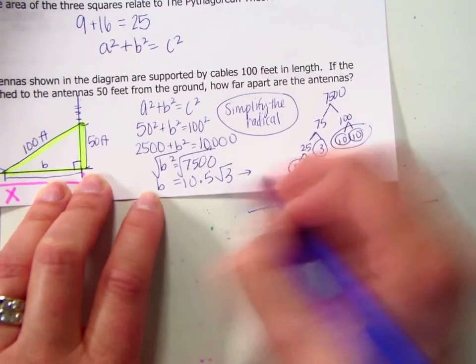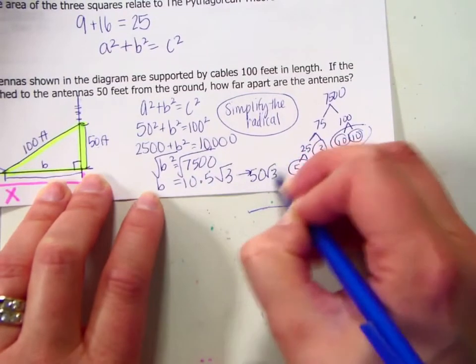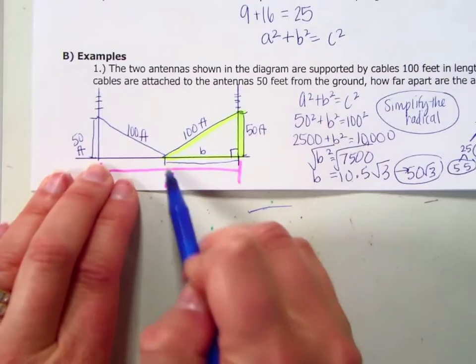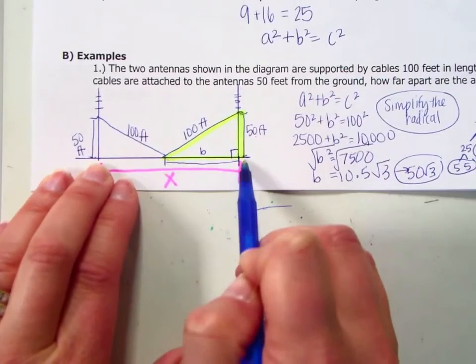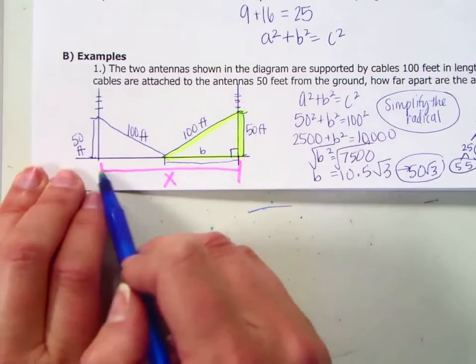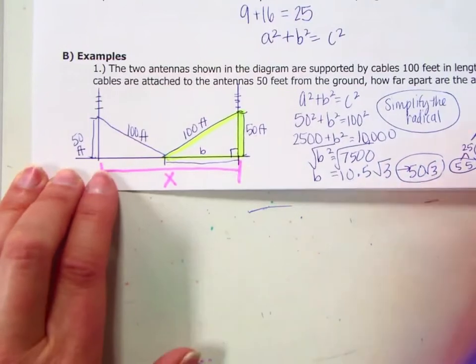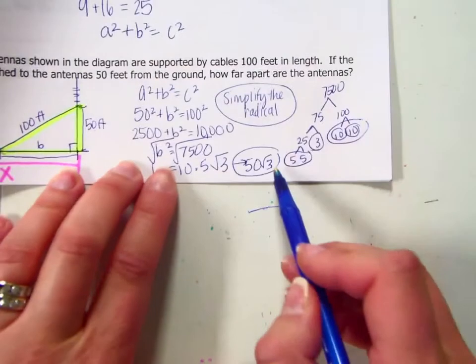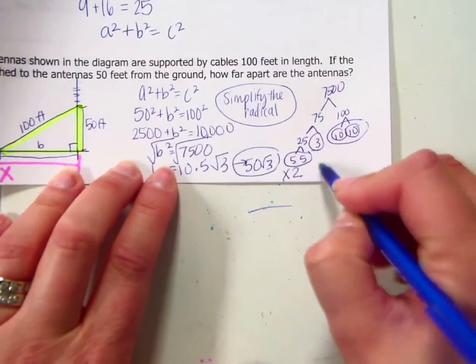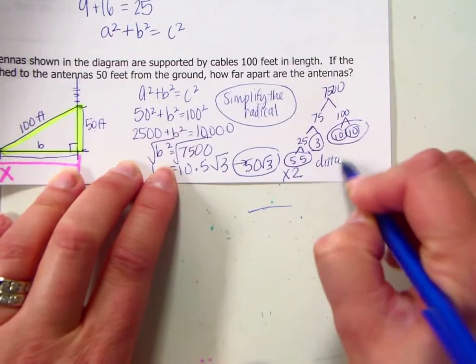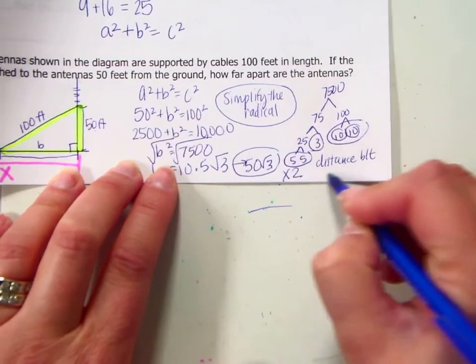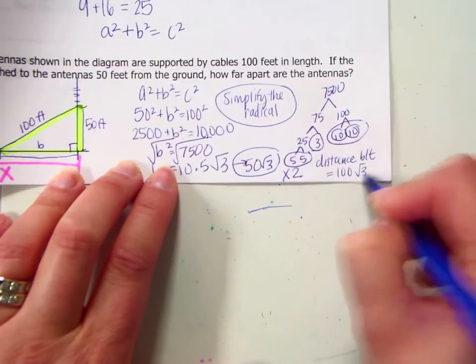And then I just multiply. So this is 50 radical 3. That 50 radical 3, remember, is from the middle to one antenna. So if I want to know the length between both of them, I would multiply that 50 radical 3 by 2. So the distance between is equal to 100 radical 3 feet.